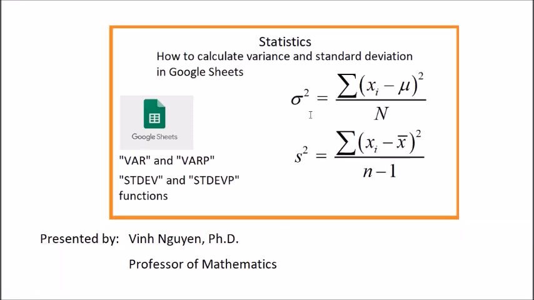In this video, I'm going to show how to find what's called the population variance. This is the formula for the population variance, and this is the formula for the sample variance. In Google Sheets, we'll use the function VAR for sample variance and VARP for population variance. And these two functions are for standard deviations.